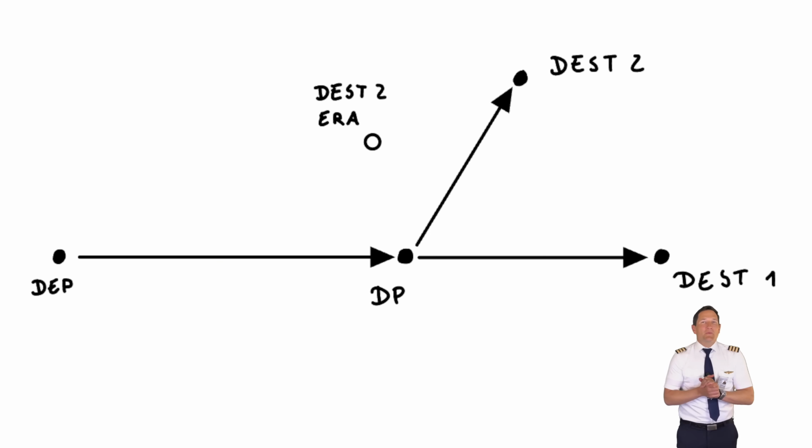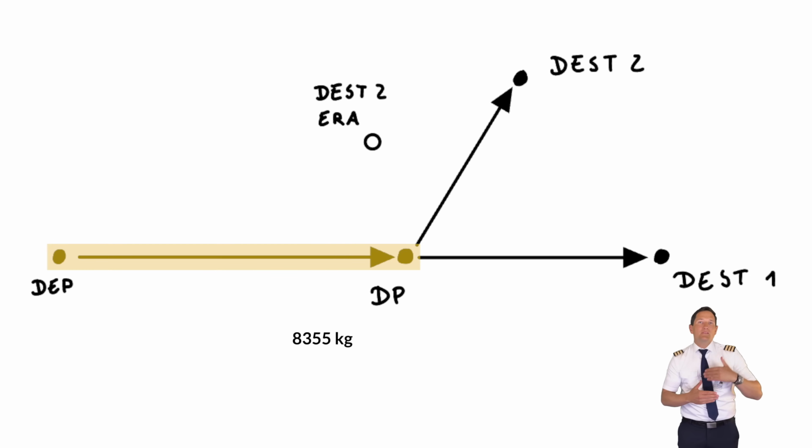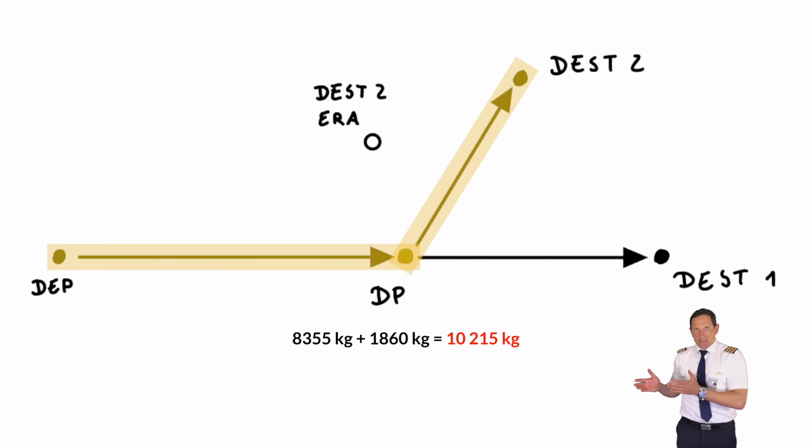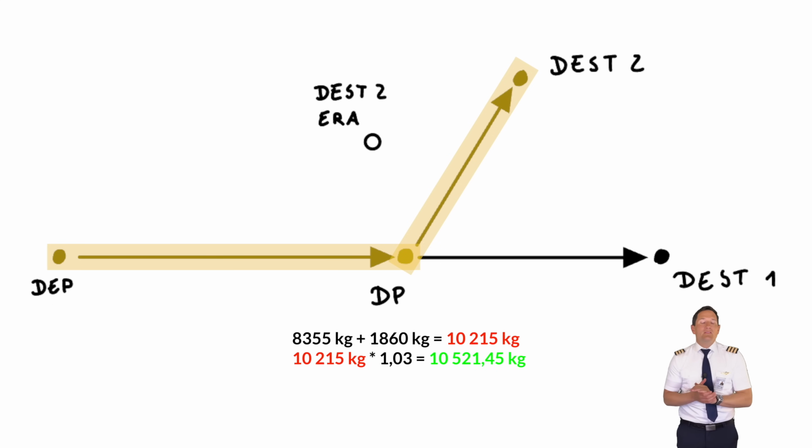Thanks, Fabian. Since we need to compare the two total fuel figures for both routes, I will now show you how to calculate the second route option. As we did in the previous reduced contingency fuel calculation, we again need to consider the fuel used from the departure airport to the decision point, plus fuel from the decision point to destination 2. Now, the difference between Fabian's calculation and mine is that we need to add 3% contingency on the overall fuel, not just from decision point to destination 2. So the total will be 10,521.45 kilograms plus the final reserve fuel of 1,200 kilos.